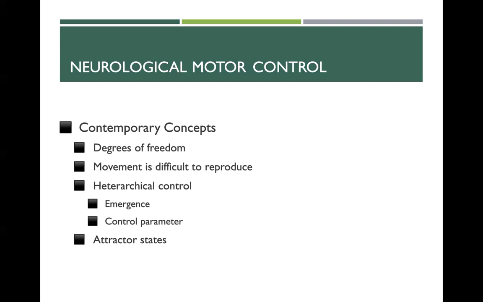With emergence, we're looking at spontaneous occurrence of complex motor actions that come out of heterarchical control, as opposed to a top-down control like hierarchical movement. Then we have the control parameter, which is the change that alters the pattern of motor action. And then we have attractor states. With attractor states, the central nervous system is not the center of command for movement, going back to the interaction of the person, task, and the environment. So there is more freedom to consider what is causing the abnormal movement patterns.